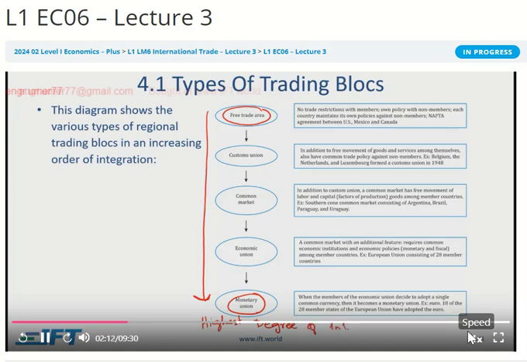And now I'm going to take you through the different parts of this diagram, which shows the various types of regional trading blocks in increasing order of integration, where this one is the highest degree of integration, which we will discuss last. So let's start with the free trade area.